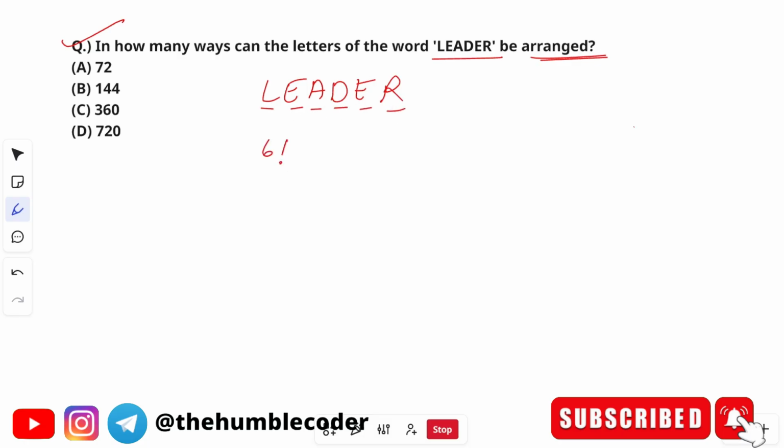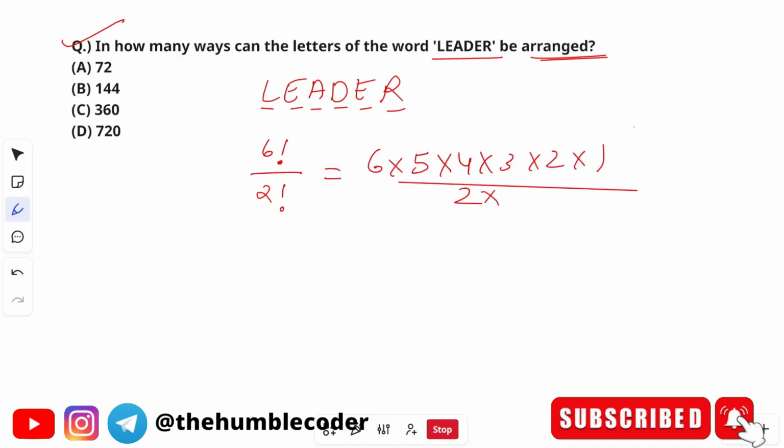So what I will do, 6 factorial, but I also have to understand that there is 1 repeating letter, which is E. So E is getting repeated 2 times. So I have to divide it by 2 factorial, and now I can simply solve this to get my final answer. So 6, 5, 4, 3, 2, 1 divided by 2 factorial, which is 2 into 1, and this will get cancelled, and then when I solve it, my answer will be 360. Which is option number C. Answer is option number C.